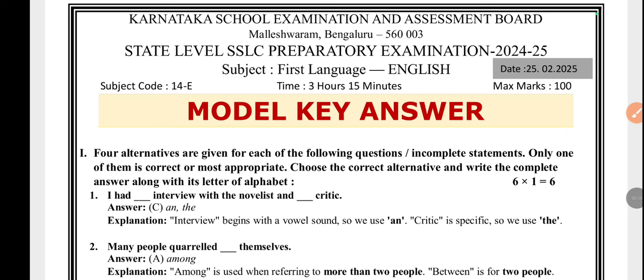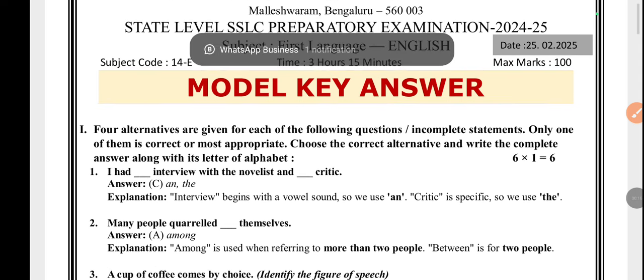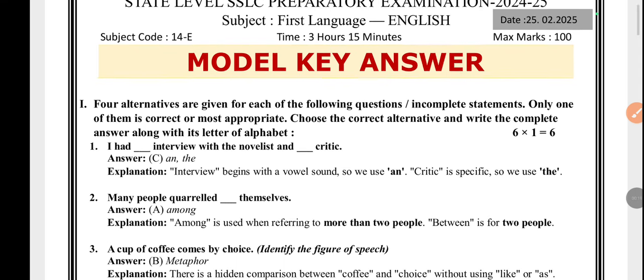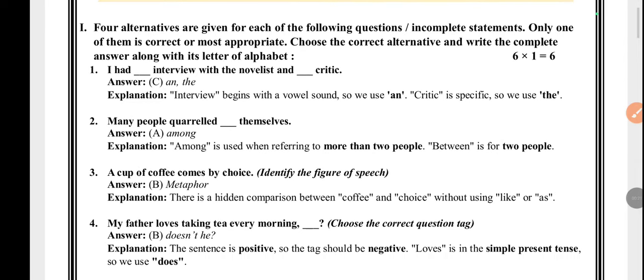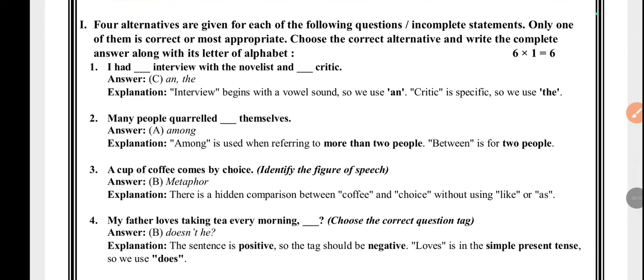Whatever the question paper is there, model key answers. So, not wasting more time, let's start the multiple choice questions. Total six multiple choice questions are there, each carrying 1 mark. Here only answers are discussed. So let's start.